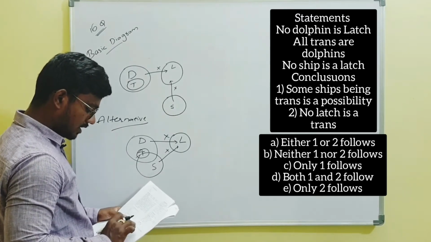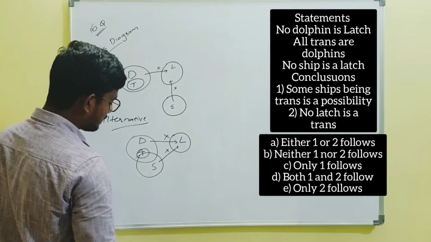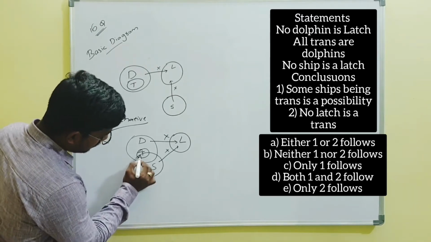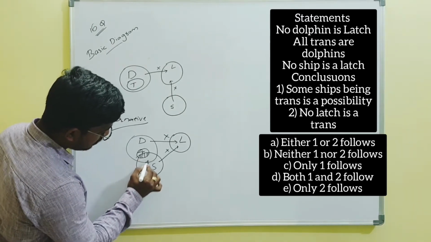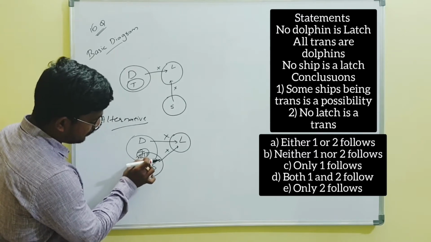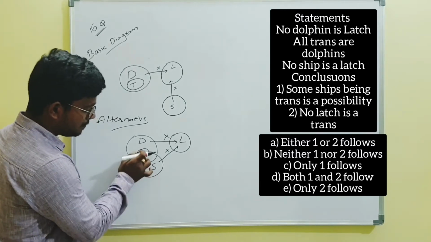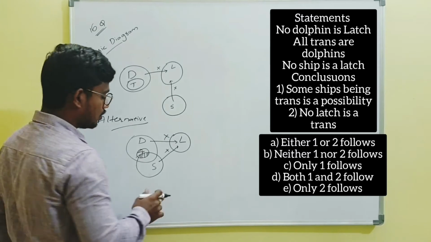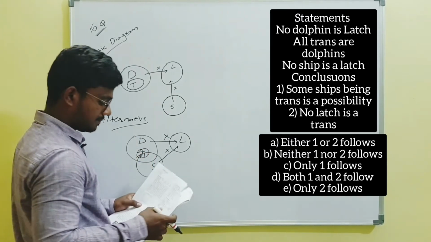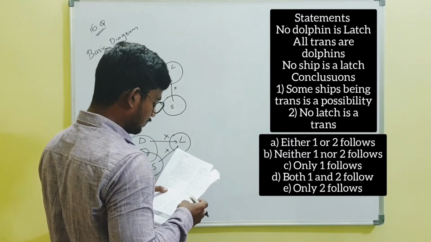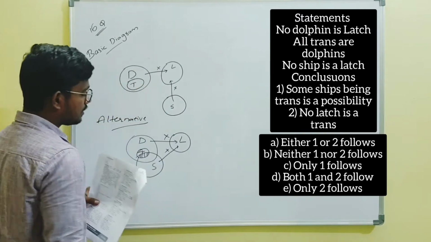So coming to the conclusions, some ships being trans is a possibility. Here see, this region is the combination of ships and trans. So some ships being trans is a possibility. So conclusion 1 follows. Conclusion 2, no latch is trans.